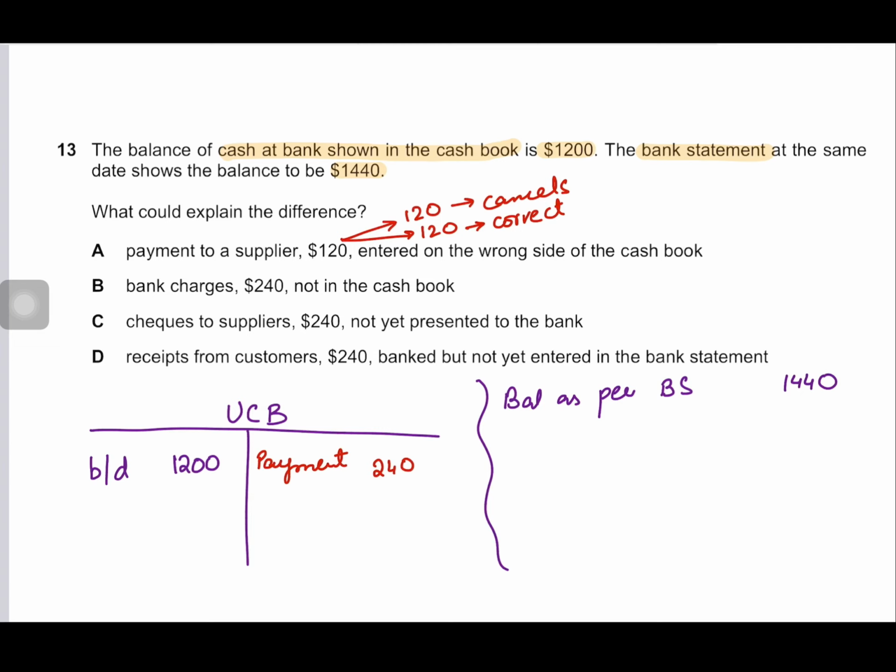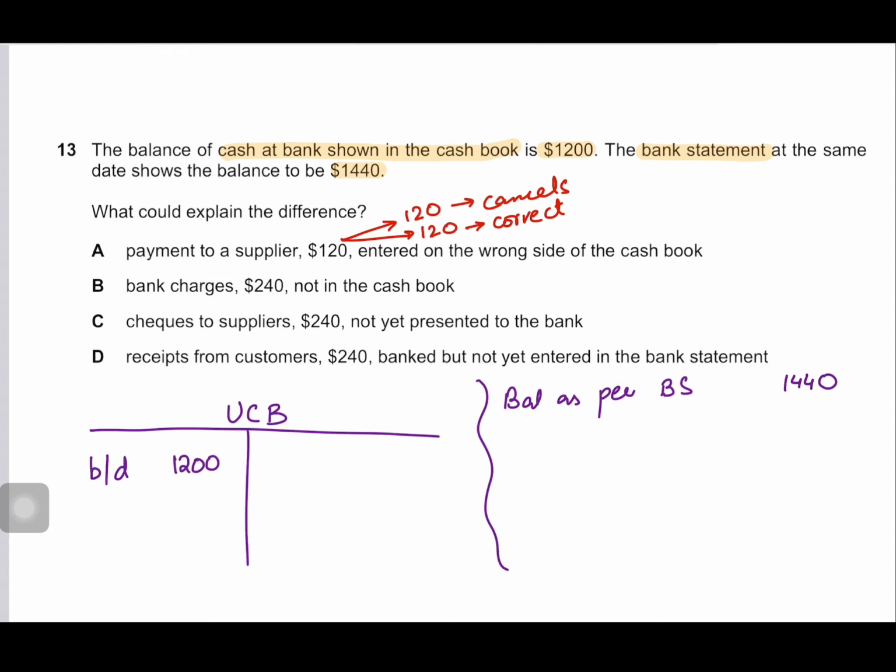Now let's see, does this reconcile the balances? 1200 minus 240, what would be the answer? The updated cash book will give me an answer of 960, and that won't reconcile with the bank statement balance. So this is not the right answer. The right answer would be one which would give me the same balance as per bank statement as well as in the updated cash book. So option A can't be right.